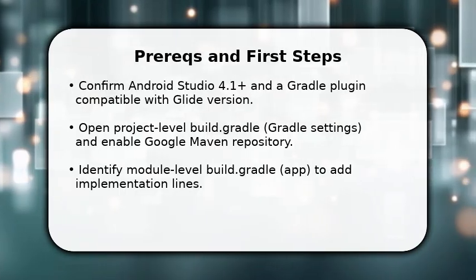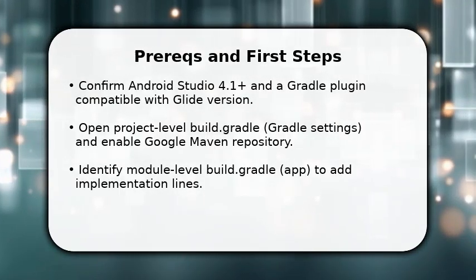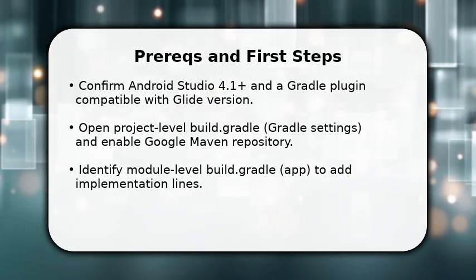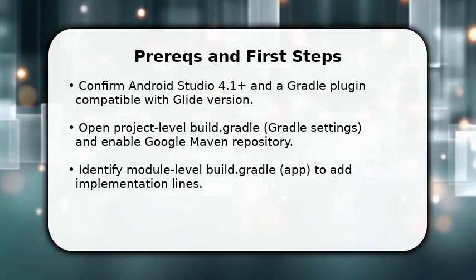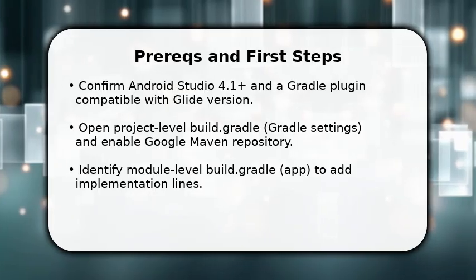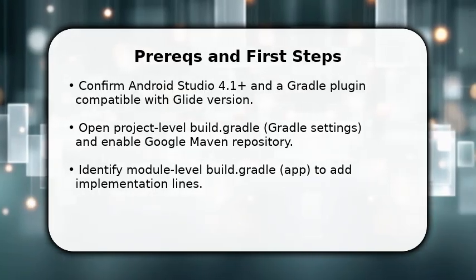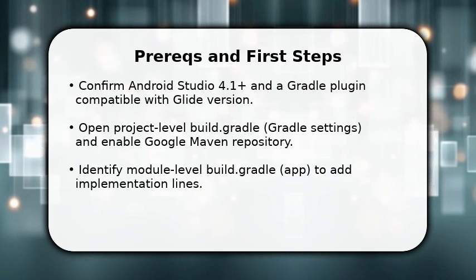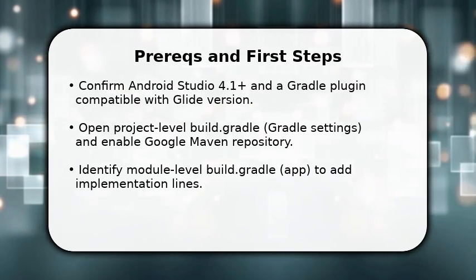Next, switch to the module level build.gradle, usually app. This is where you add implementation dependencies. Do this now so the dependency resolution target is ready. It streamlines the rest of the process and prevents repository or plugin errors later.